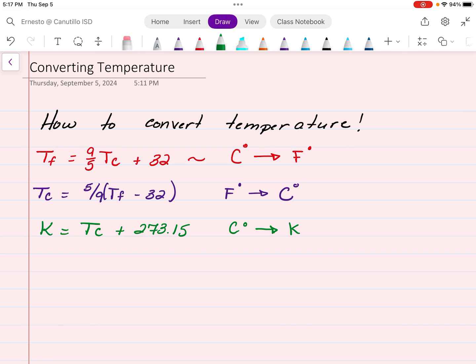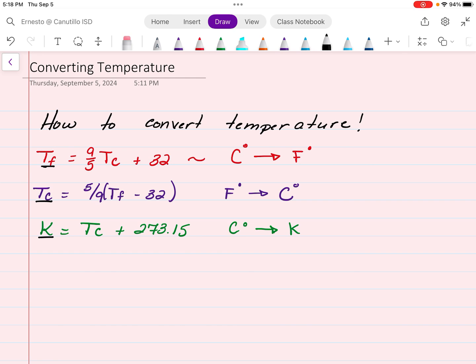Now, remember guys, when you have a formula, whatever is by itself on the left side of the equal sign is what you're looking for. So in the first one, you're going to end up in Fahrenheit, in the second one, you're going to end up in Celsius, and in the third one, you're going to end up in Kelvin. If you can't remember which formula converts where, just look at where you want to end up. If you want to end up in Fahrenheit, you use the first one; Celsius, the second; Kelvin, the third. So let's pick a temperature.